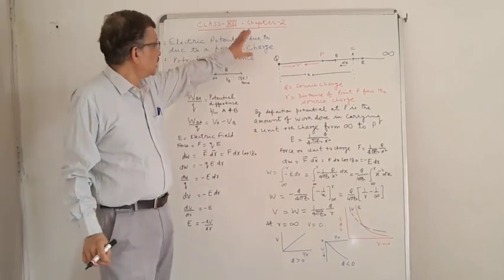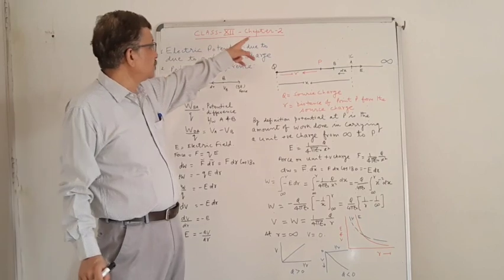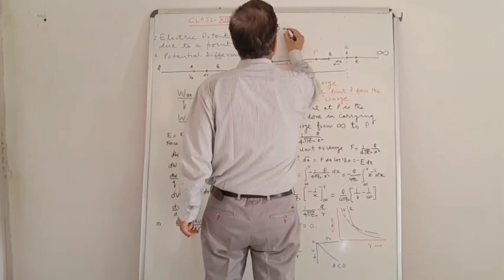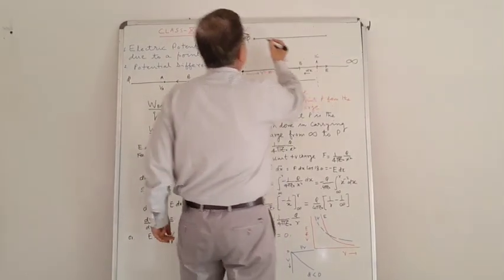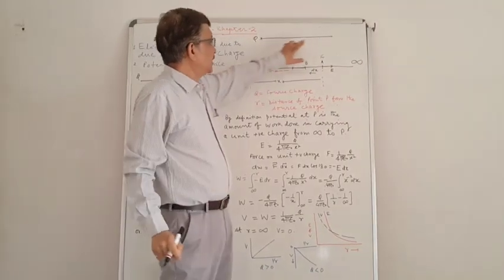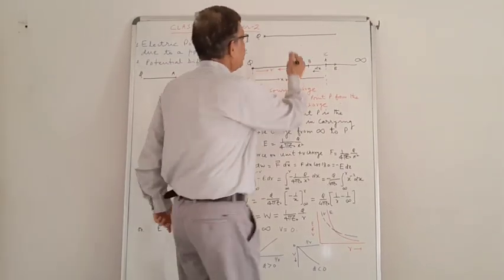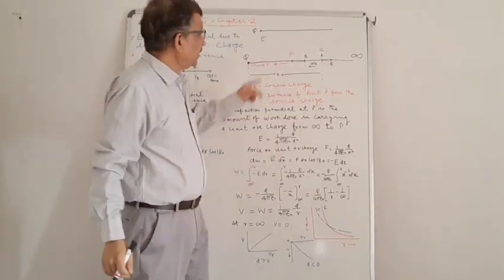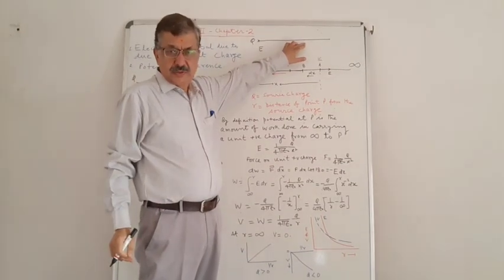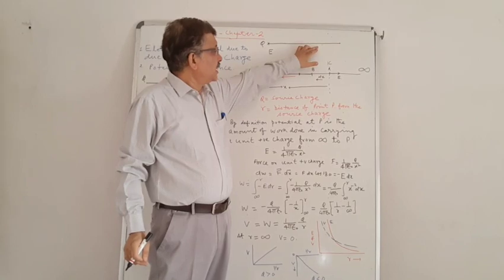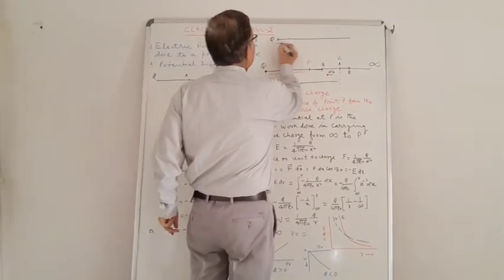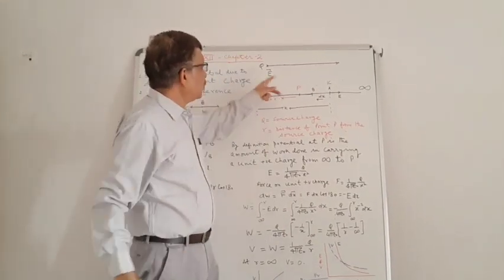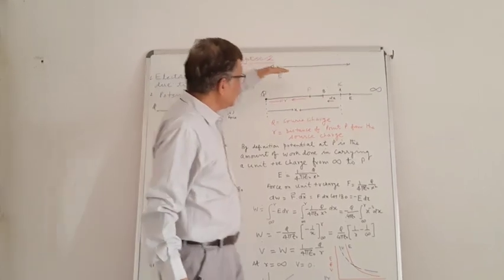This is included in chapter 2 of the NCERT book. Now suppose we have a charge Q here. This source charge will generate an electric field, and the value of the electric field E will have different values at different points, because it is a vector quantity. So this E will be different at different locations, and the direction is along this sense.